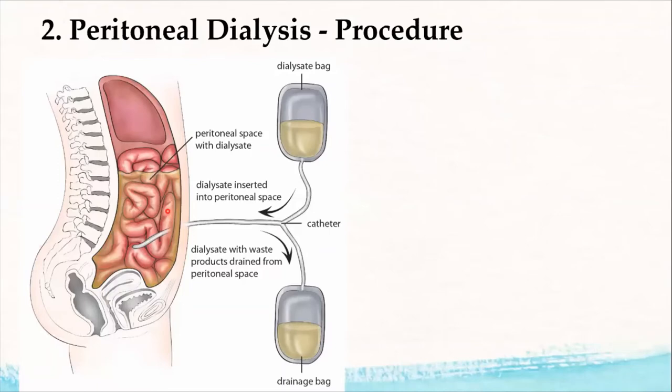So basically the blood capillaries that are running along with that peritoneum membrane are going to diffuse out the waste products into the dialysate, and the dialysate is going to absorb those minerals and extra electrolytes from the blood, and ultimately the dialysate that has absorbed all these waste products is removed with the help of a second catheter that carries the dialysate out of the abdominal cavity, and it is collected into another bag that is known as the drainage bag.